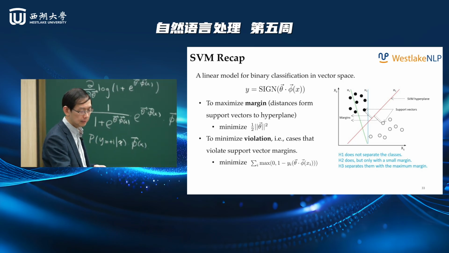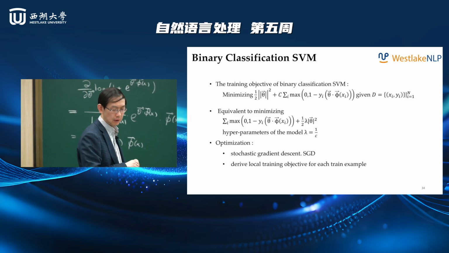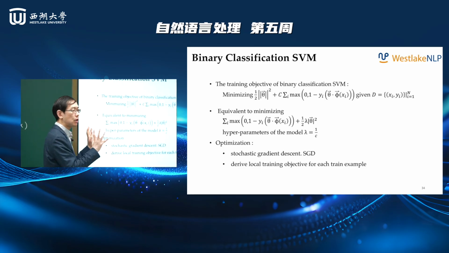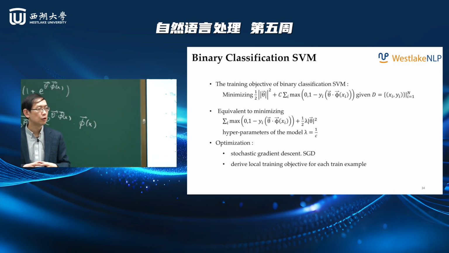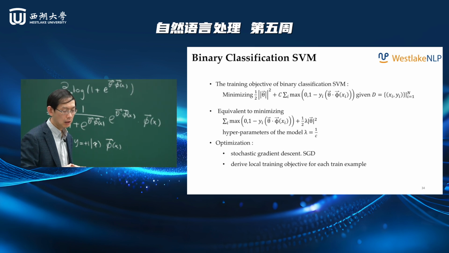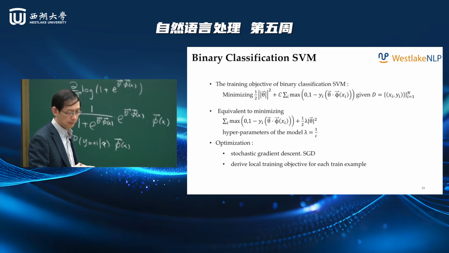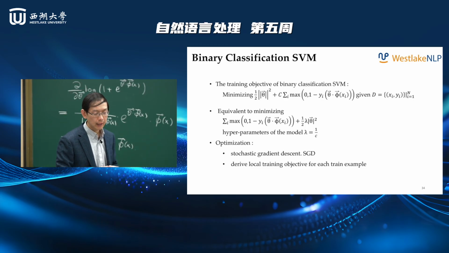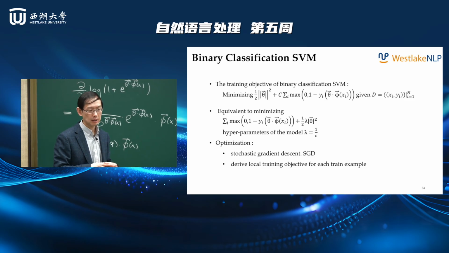In the end, our training objective of SVM is to minimize the half of theta squared, the margin, okay? Maximizing the margin, plus the sum of all the violations. That's a new training objective. It is an unconstrained optimization algorithm, okay? So I use the term C to weigh between the violation and the margin, right? So that's the training objective.